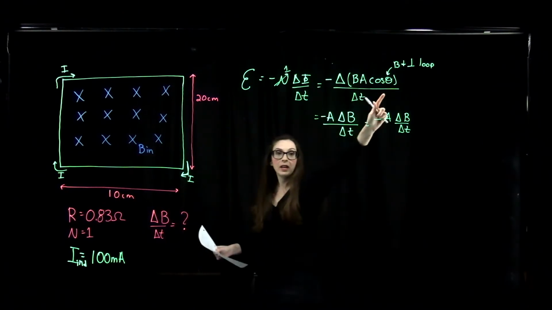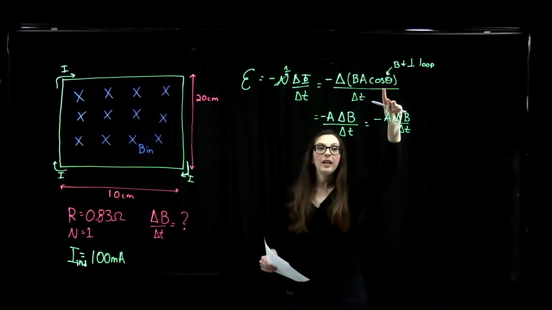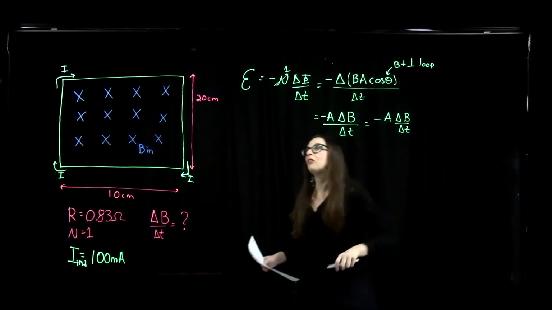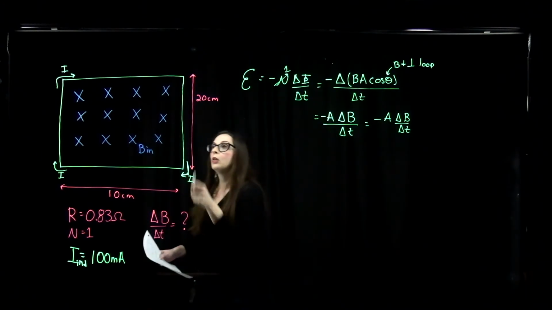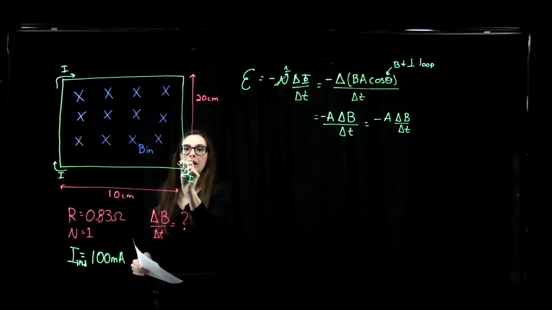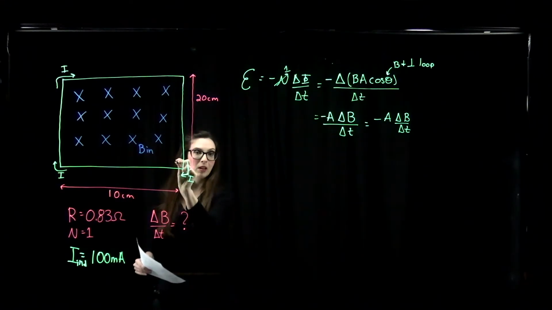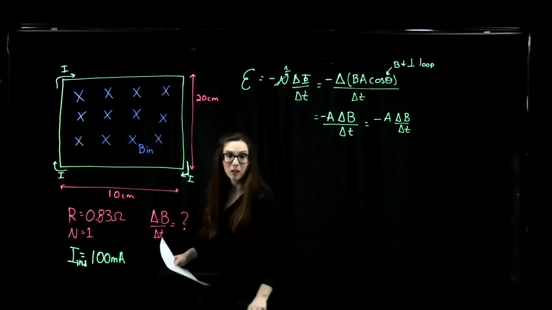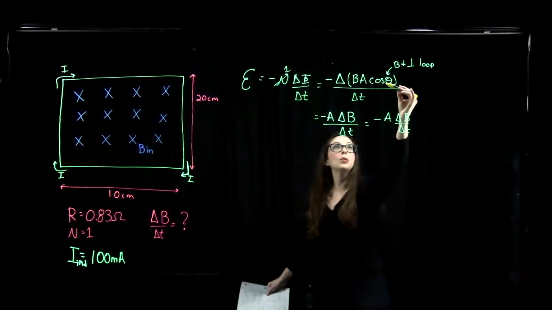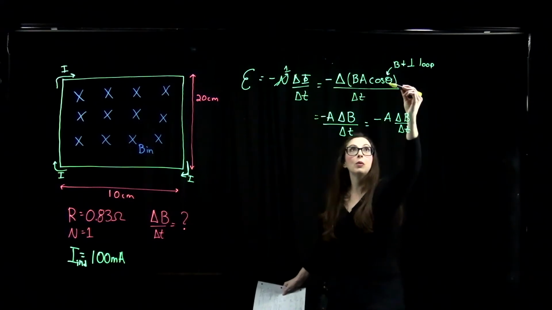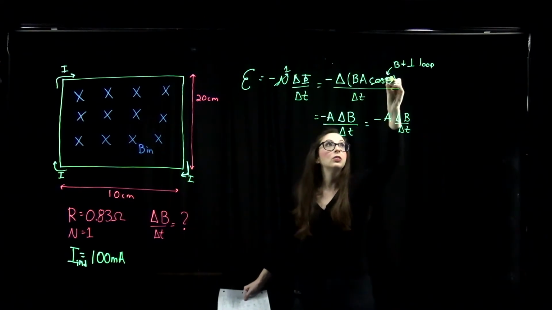Our angle theta here is the angle between the magnetic field and the perpendicular to our loop. If this is our loop, I could skewer it right down the middle, and my pin here is perpendicular to this loop. The magnetic field is also into the page, and so there is no angle between the perpendicular to the loop and the magnetic field. So this would be cosine theta. Theta would be 0. Cosine of 0 is 1.